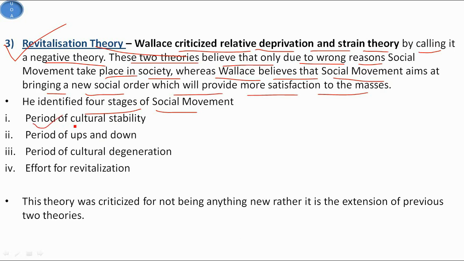So the first one is the period of cultural stability, then there is a period of ups and downs, then there is a period of cultural degeneration, and finally, the effort for revitalization. So this theory was criticized for not being anything new; rather, it is an extension of the previous two theories.